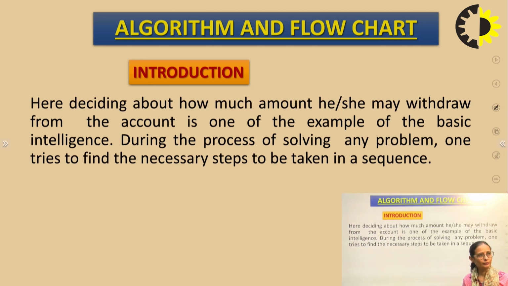So here what we are deciding is how much amount that person wants to withdraw from the account, and this is the basic intelligence. During the process of solving any problem, one tries to find the necessary steps to be taken in sequence. So in this case, we are trying to withdraw the money. So what's the sequence of the steps?